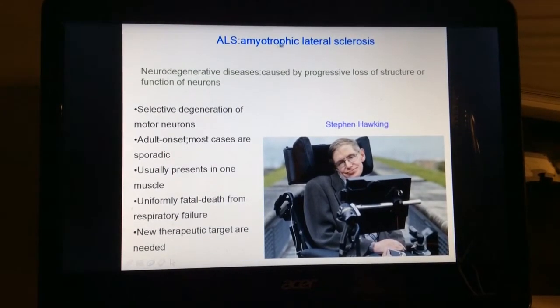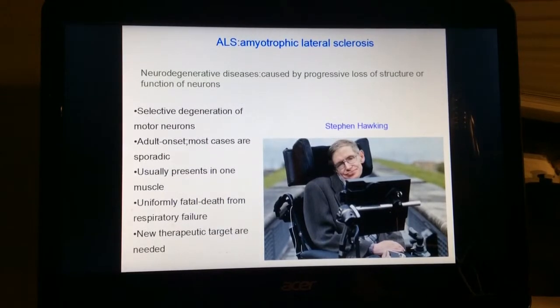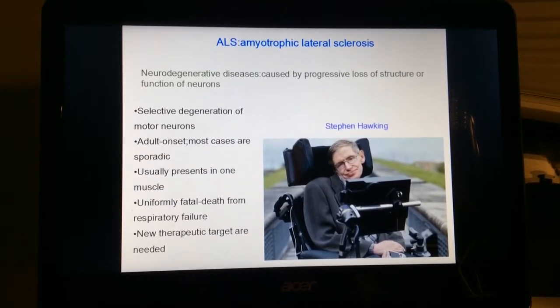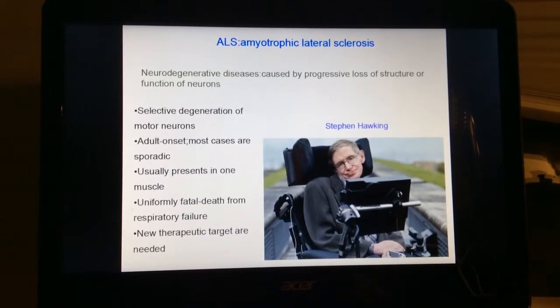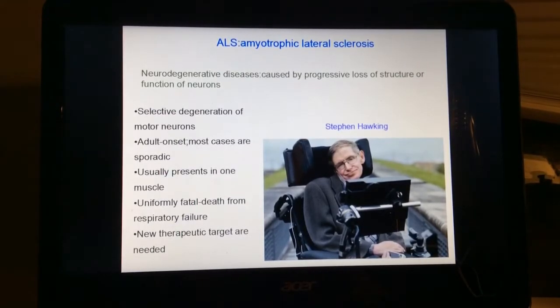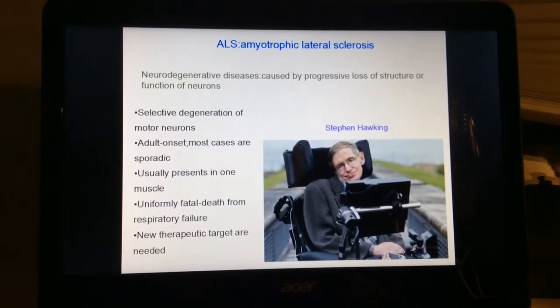ALS, amyotrophic lateral sclerosis, causes muscle weakness and atrophy throughout the body due to the degeneration of upper and lower motor neurons. So ALS is a disease with selective effects on individual motor pools. The motor neurons in the brain stem and spinal cord degenerate. It's adult onset and the prevalence increases with age.